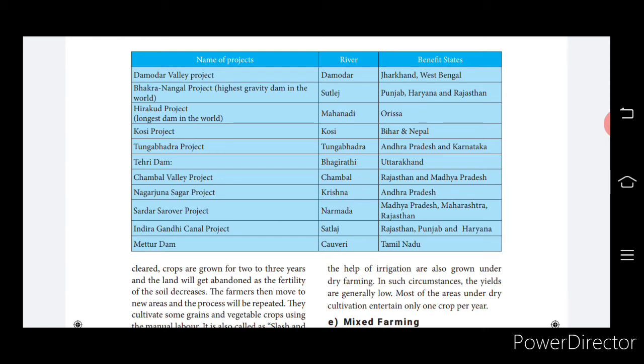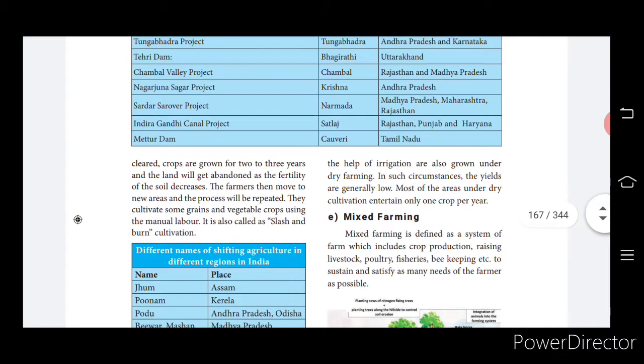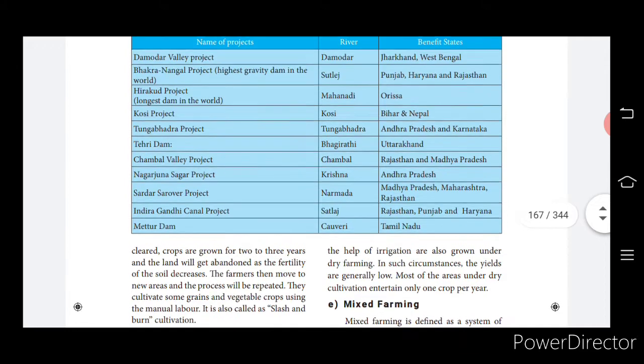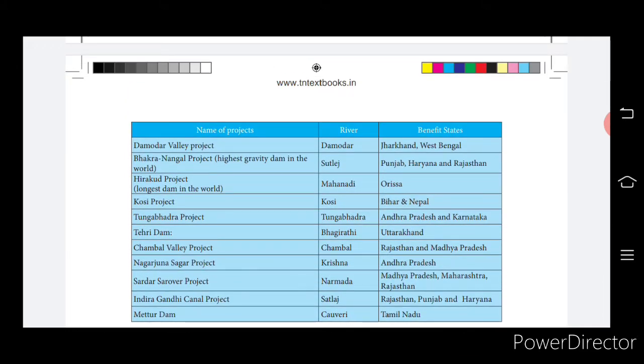Now the Chambal Valley project, the river flowing is Chambal. The states getting benefits are Rajasthan and Madhya Pradesh. Nagarjuna Sagar project is on the river Krishna, and the benefit state is Andhra Pradesh. Sardar Sarovar project is on the river Narmada. MP, Maharashtra and Rajasthan are the benefit states. Indira Gandhi Canal project is on the Sutlej river, benefiting Rajasthan, Punjab and Haryana. Mettur Dam is on the Kaveri, benefiting Tamil Nadu. From these dams, so many important states are getting benefited, and these are the rivers flowing through these dams.